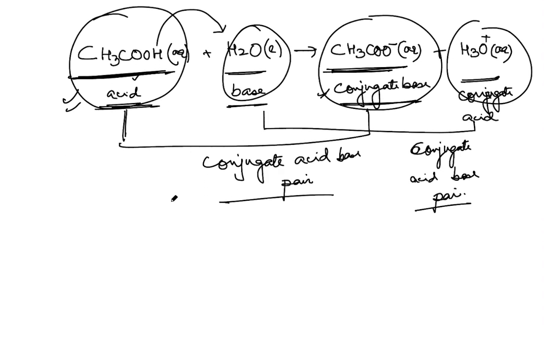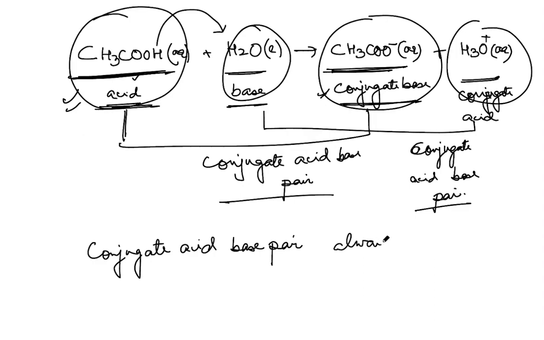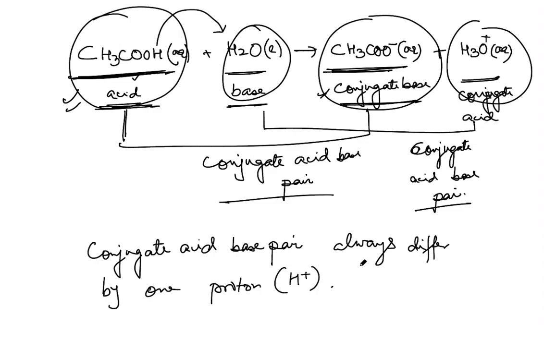Okay. So conjugate acid base pairs, we can note down here, always differ by one proton or one H ion. This is the difference between a conjugate acid-base pair.